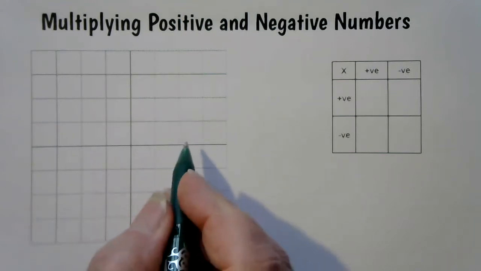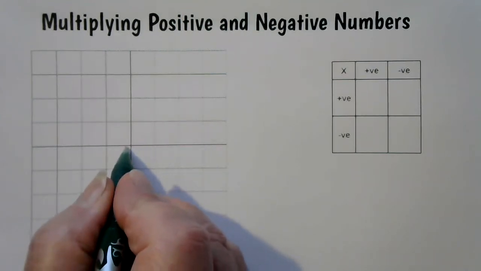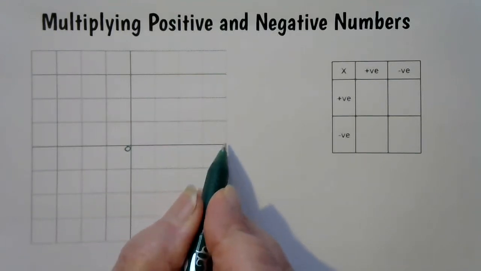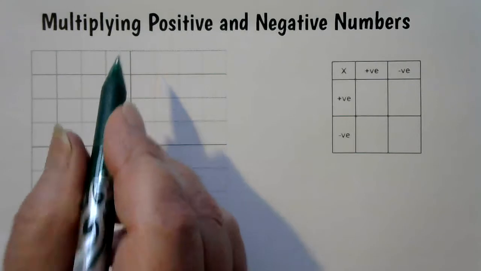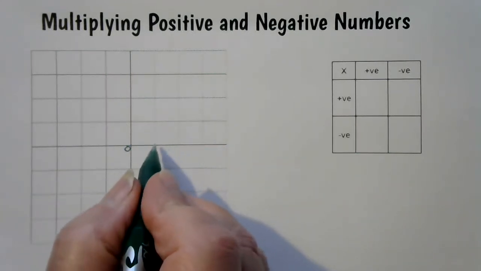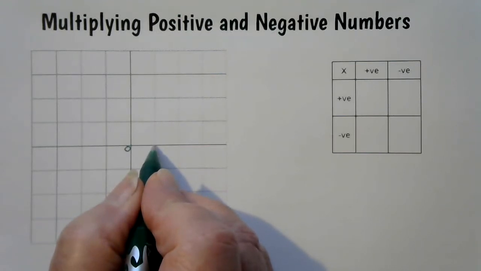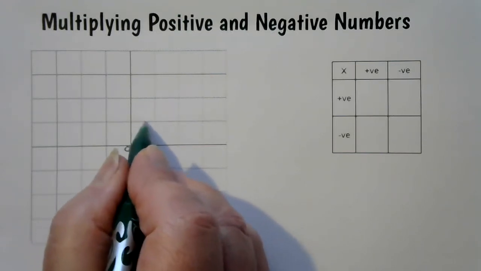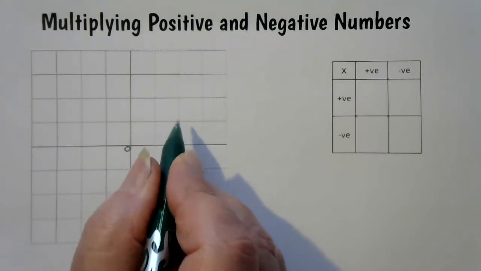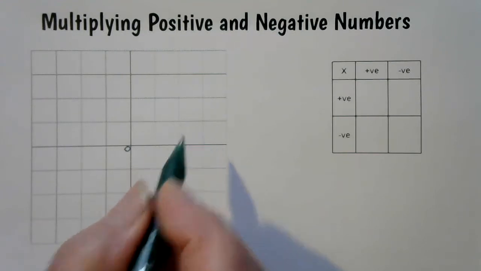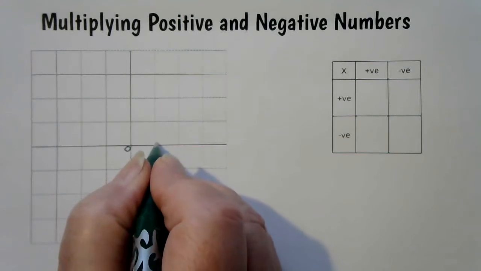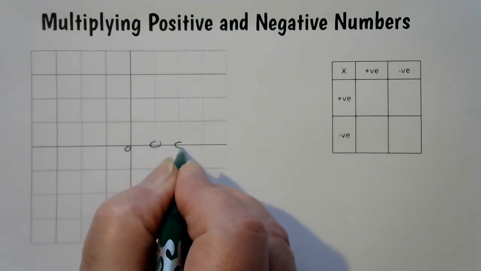Now I've prepared this grid. This is the origin, then we've got 1, 2, 3, 4, 1, 2, 3, 4. What I'm going to do is multiply 1 by 1 and put the answer here, 2 by 1 and put the answer here at the intersect. But before I do that, I'm going to write 0 everywhere here.